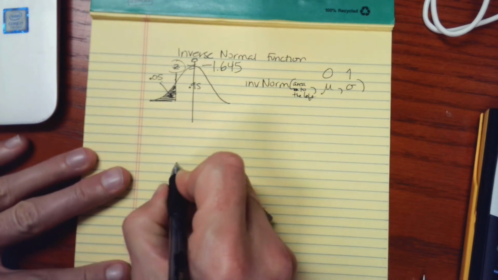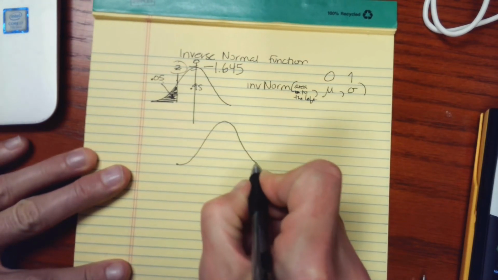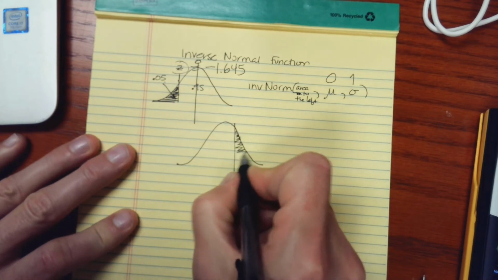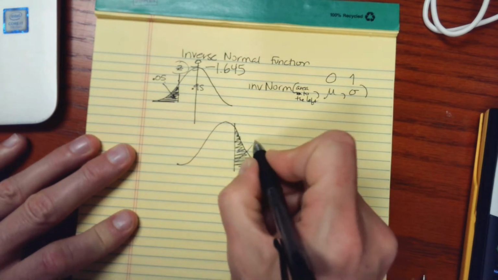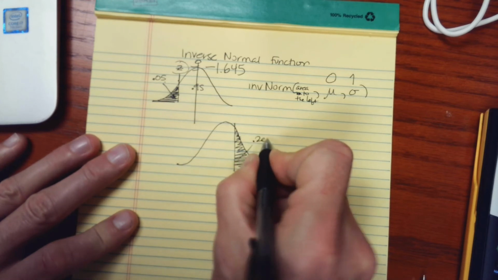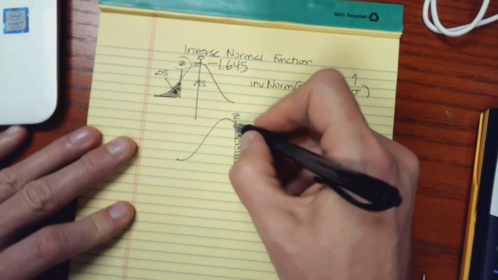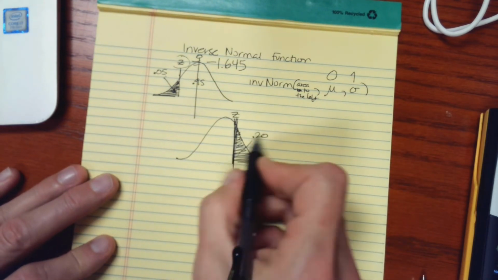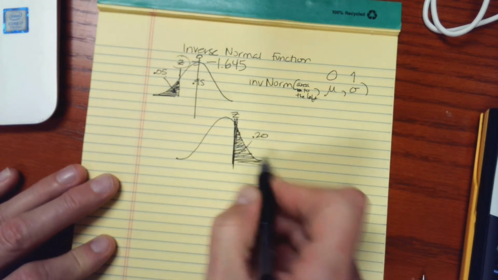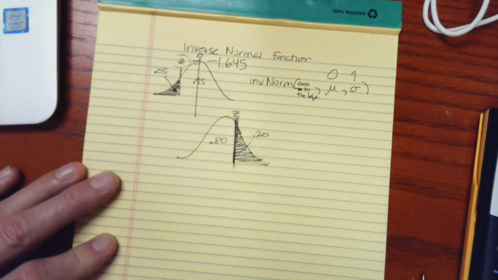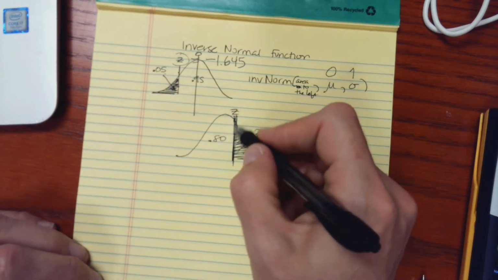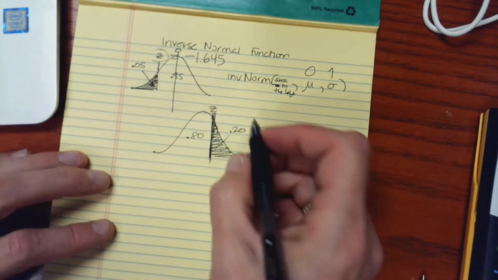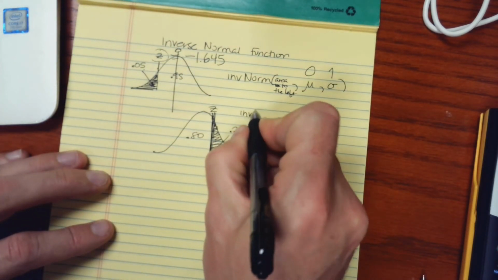Let's say that we want to find the z-score that separates off the top, let's say 20%. So what's the z-score? That's the dividing line here. The one thing to remember is if this is the top 20, that means that there's an 80 over here on the bottom. So we're looking for that dividing line, the split between the 80 and 20. So once again, I'm going to use inverse norm.